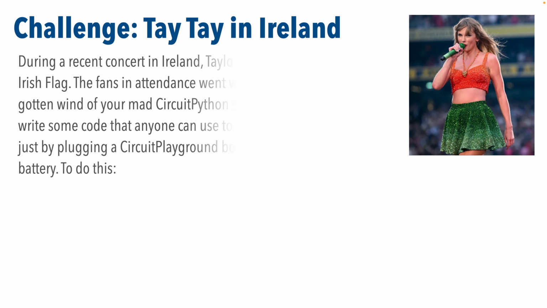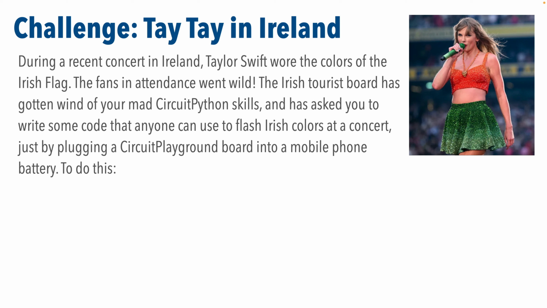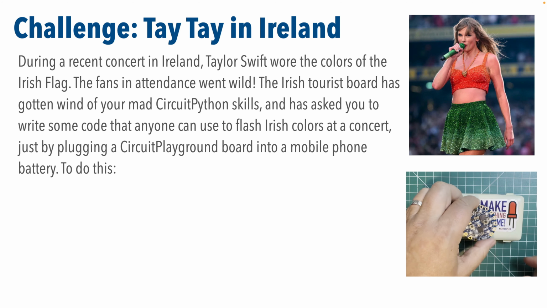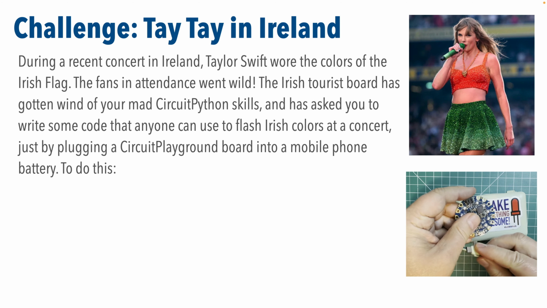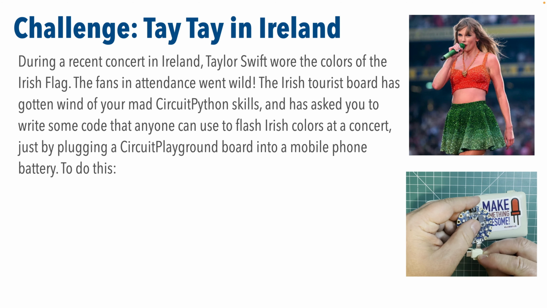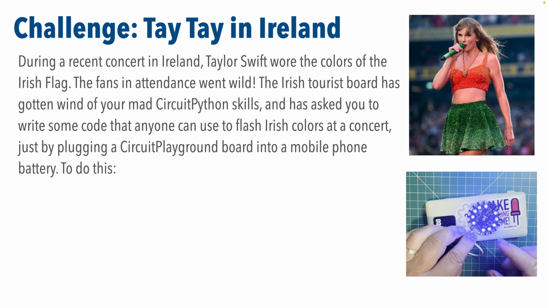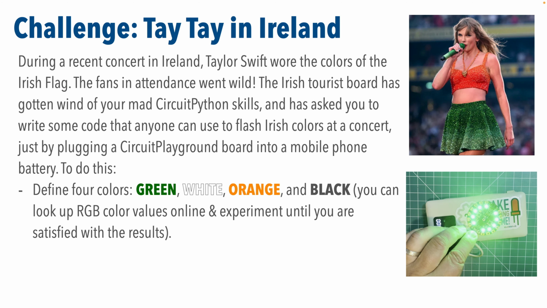Now on to some challenges. First up is Tay Tay in Ireland. During a recent concert in Ireland, Taylor Swift wore the colors of the Irish flag, and the fans in attendance went wild. The Irish Tourist Board has gotten wind of your mad CircuitPython skills and has asked you to write some code so that anyone can flash Irish colors at a concert just by plugging a Circuit Playground board into a mobile phone battery. To do this, define 4 colors in your code: green, white, orange, and black.